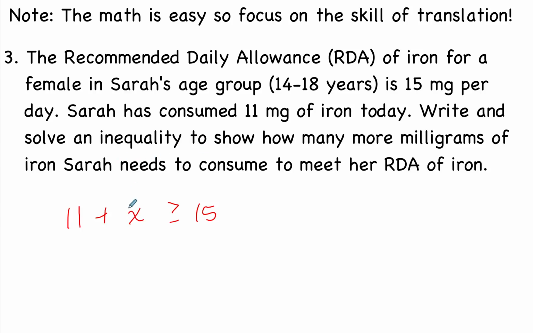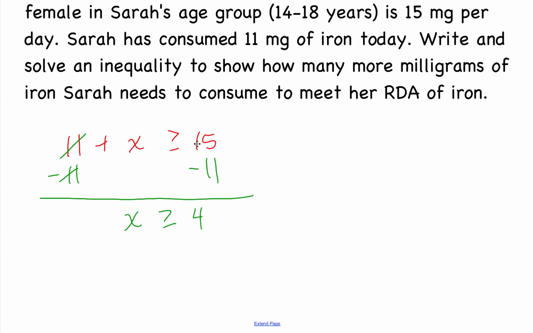So write and solve. So that's our inequality. We also need to solve it. So right here, we have 11 being added to X. So we want to do the opposite and subtract 11. Remember, we're trying to isolate our variable when we're solving equations or inequalities. So the 11s add to 0, bring down your variable, bring down your inequality. 15 minus 11 is 4. So this tells us that Sarah has to consume 4 or more milligrams of iron to meet her recommended daily allowance.